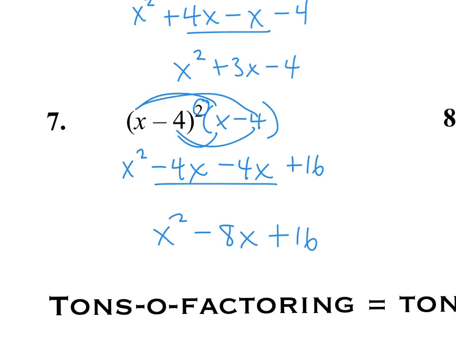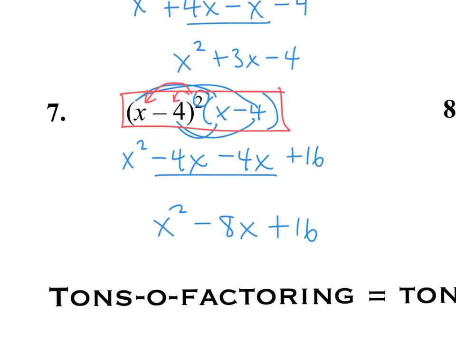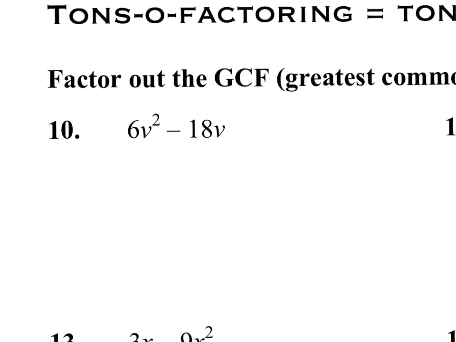Okay? Now, if you had simply distributed the square, you would have gotten x squared plus 16, and you would not have gotten that negative 8x. So that's why it's so important that you understand that 2 means write it twice. Okay, that's the big, big, big concept. Okay? Questions there? All right? So, continuing down.